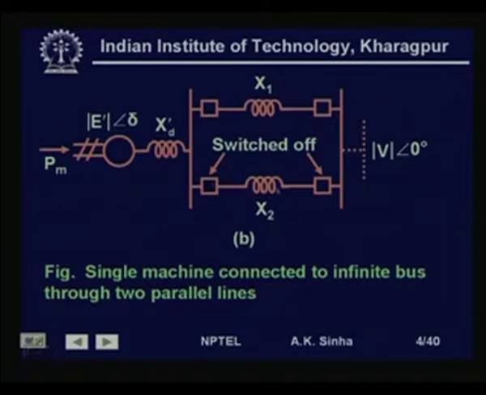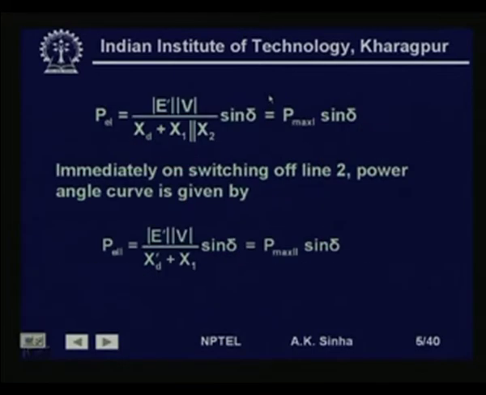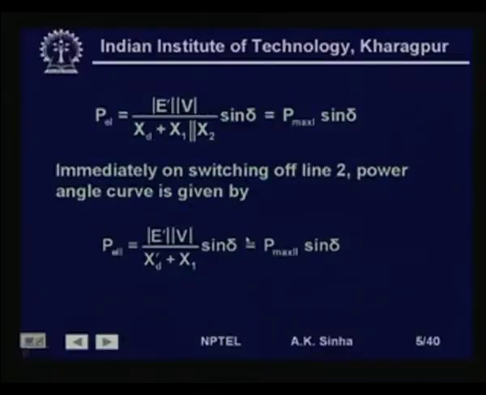When the line is switched off, the reactance between the generator's internal voltage and the infinite bus will be equal to x d dash plus x 1 only. So the electrical power output will be given by the relationship E dash V by x d dash plus x 1 into sine delta, where again delta is the angle between the internal voltage of the synchronous machine and the infinite bus.